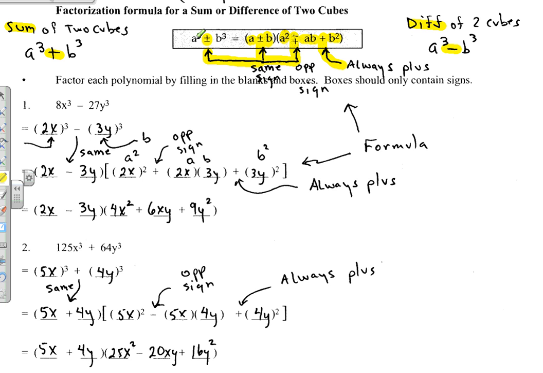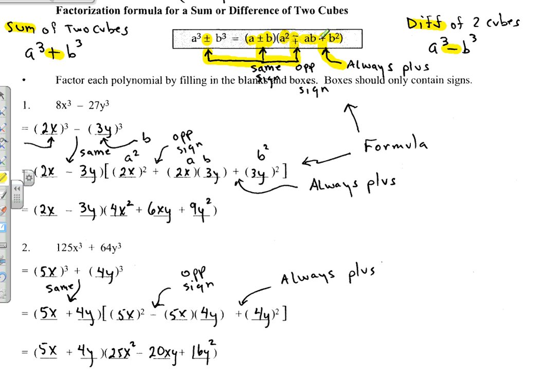To factor a cubed plus or minus b cubed, I find the base a that I have to cube to give me a cubed. Find the base b that I have to cube to give me b cubed, and I enclose those in parentheses. Open another set of parentheses. Take base a, square it. Take base a and base b and multiply them together. Square base b. Then the signs go: this first one will be the same as the original sign. This one will be opposite the original sign. And the last one will always be plus.